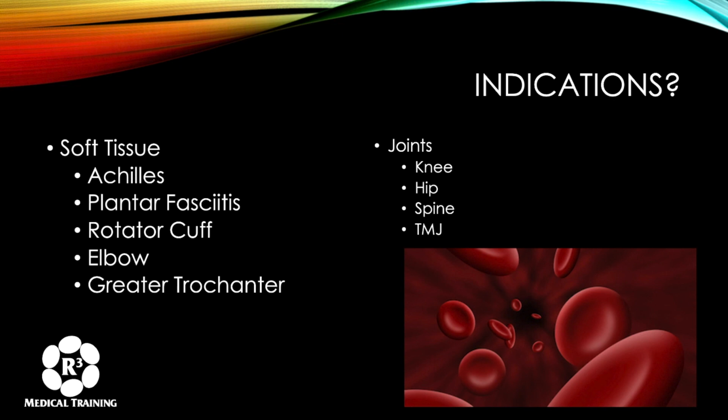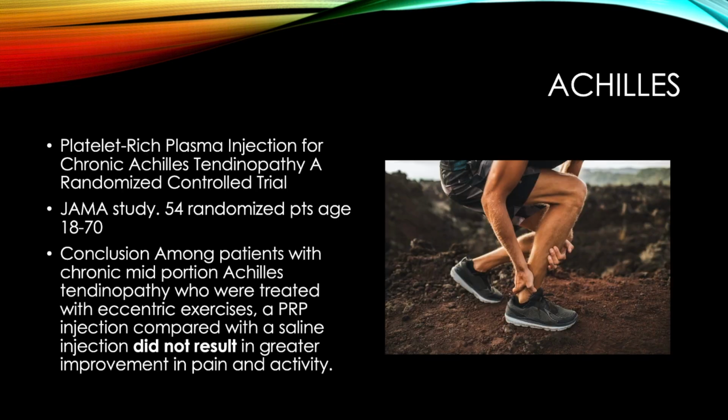All right, so for Achilles tendonitis, this study looked at a PRP injection for chronic Achilles tendinopathy. It was out of JAMA. It was over 50 patients, aged 18 to 70. This was chronic mid-portion Achilles tendinopathy versus a saline injection, and it didn't work. It did not result in greater improvement in pain and activity, which would lend the argument against PRP for this type of Achilles tendinopathy.